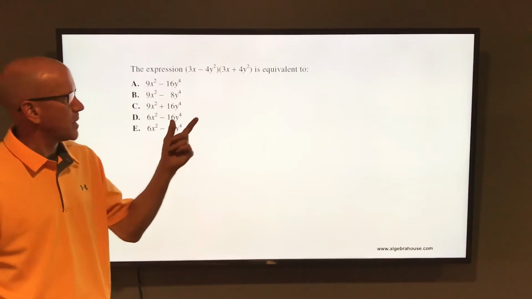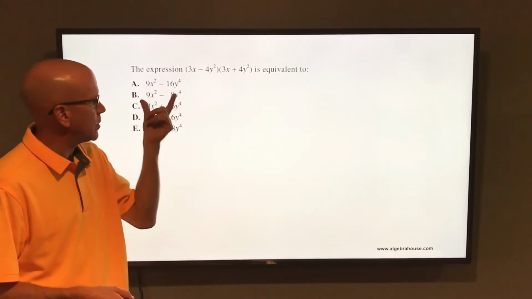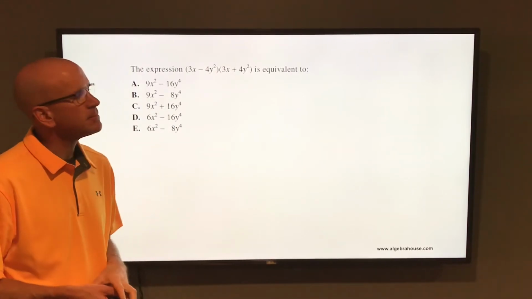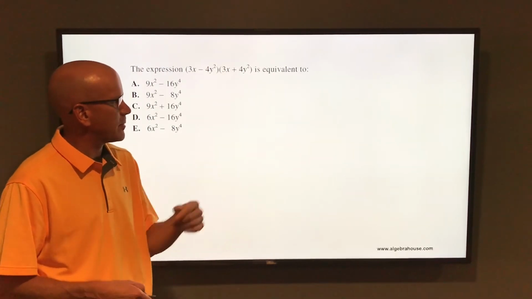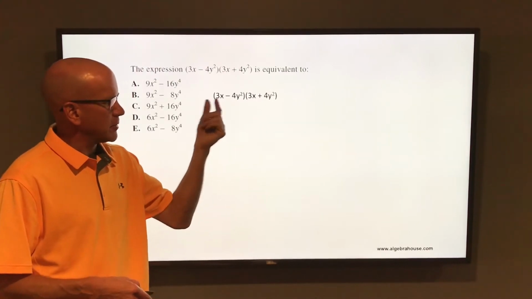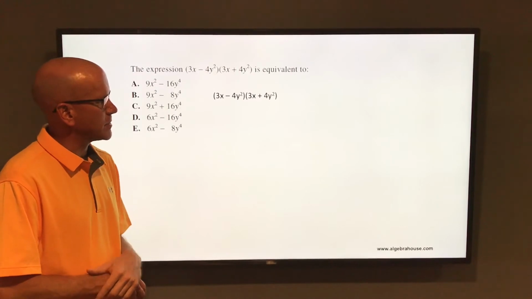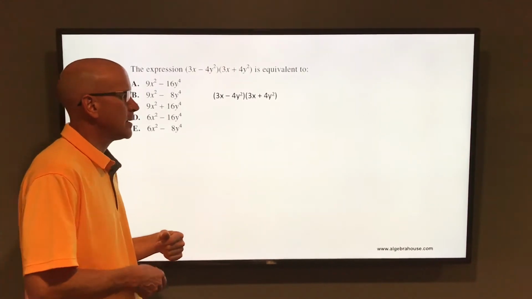The expression 3x minus 4y squared times 3x plus 4y squared is equivalent to which of these? Now, if you really know what you're doing, you have the answer already. Most people are going to jump to the FOIL method or distributive property. So when people see two binomials, they automatically think FOIL method. And few people realize the FOIL method and the distributive property are the same thing when you're multiplying two binomials.